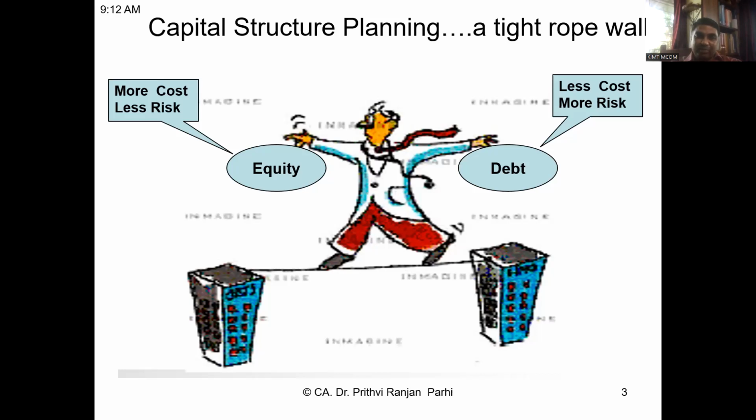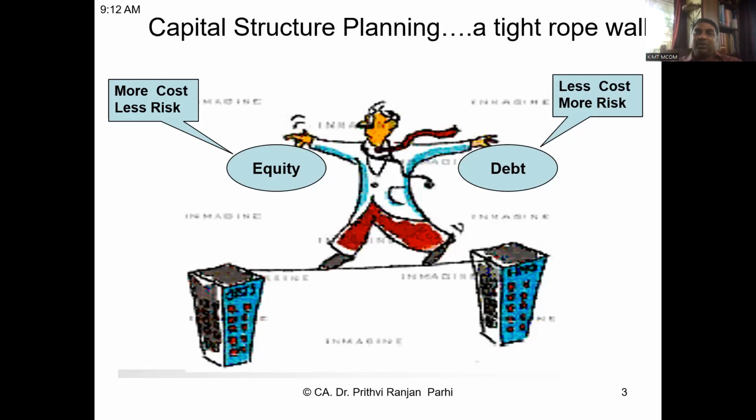So here we have to do a balancing job as a finance manager. We have to do a balancing of how much debt, how much equity. Think of your house when your mother cooks food. Let us say she is cooking a curry, something like cauliflower curry.